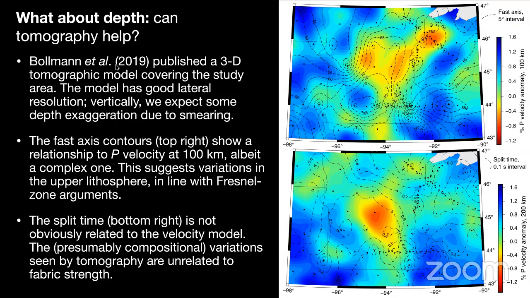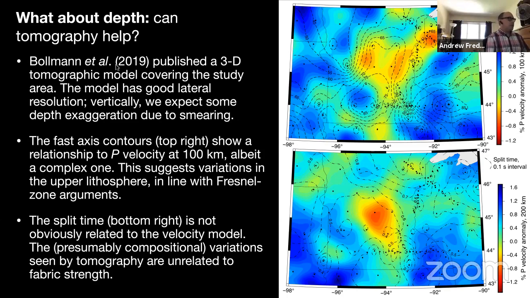So in any case, the main thing to see is that the fast axis contours seem to follow these contours, the dashed lines here are the contours from the previous slide, overlaid on this velocity model. And you can see that there is some correspondence, like this low velocity feature here seems to follow the fast axis contours. And this is in the shallow part of the model at 100 kilometers. There seems to be a complex relationship, but there is a relationship.